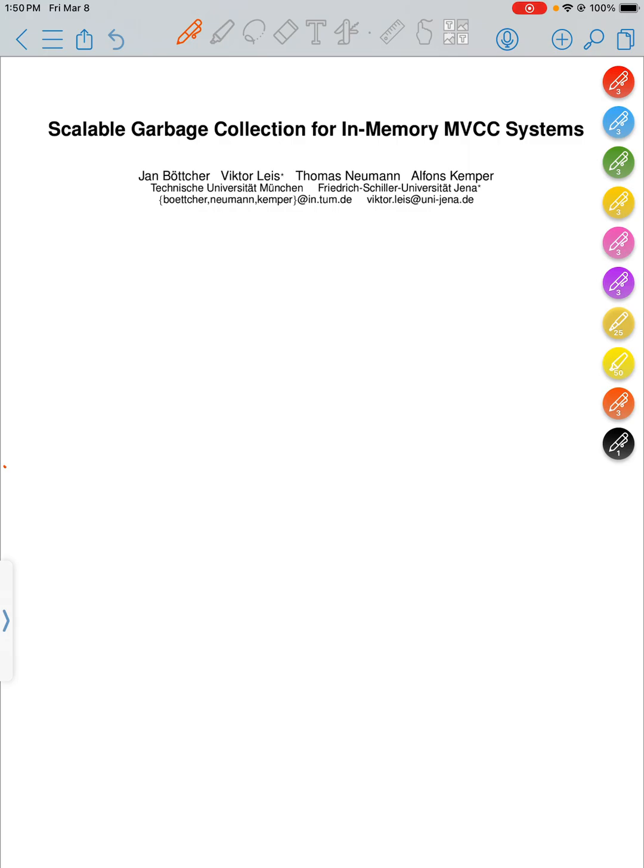Scalable garbage collection for in-memory MVCC systems is an existing garbage collection method which struggles with HTAP workloads, which is hybrid transactional and analytical processing. What does that mean? We know that there is OLTP as well as OLAP, right? So this is for transactional purposes, and this is for analytical.